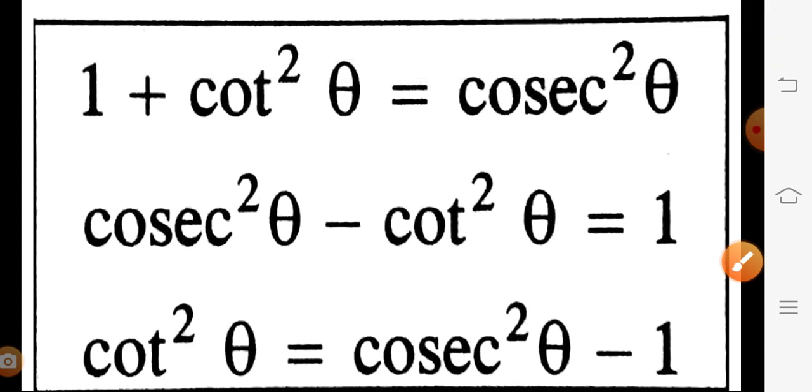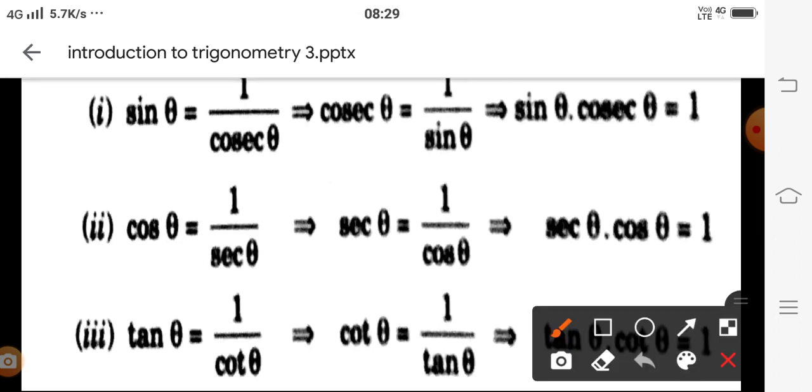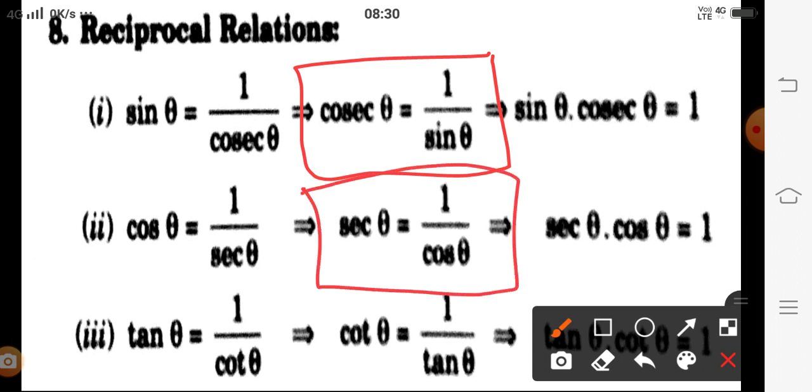You may learn any one of these 3 and easily you are able to get the other 2. And when we are solving the last exercise 8.4, then the reciprocal relations also we have to use. Sine is the reciprocal of cosec, so you have to use this relation when solving the question. In place of cosec theta, we put the value 1 upon sine theta. Similarly, in place of sec theta, we put the value 1 upon cos theta.